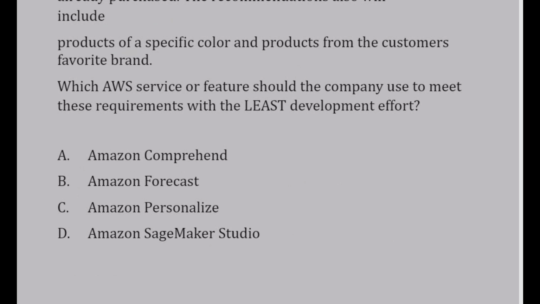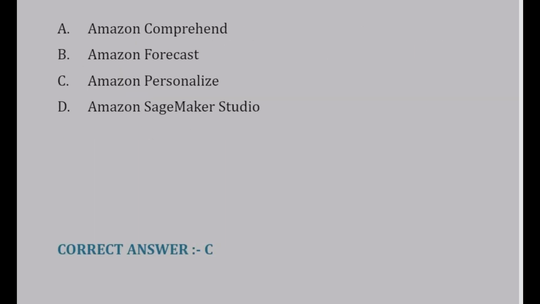Option A, Amazon Comprehend. Option B, Amazon Forecast. Option C, Amazon Personalize. Option D, Amazon SageMaker Studio. Correct answer is option C.